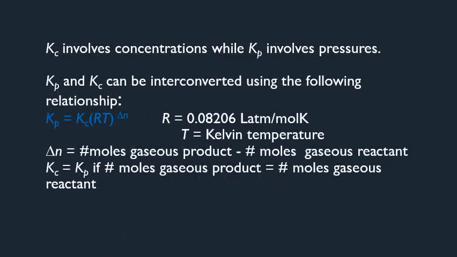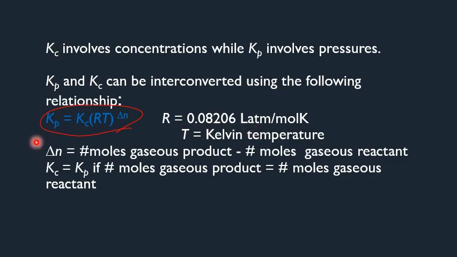Now let us see how Kp and Kc are related. They are not equal, so they are related through the formula Kp = Kc(RT)^Δn. What does each letter represent? R represents the gas constant in liter atmosphere per mole Kelvin. This is the unit, and we have to use the number 0.08206, or 0.0821 to round it. And temperature should be in the Kelvin scale, not in degrees Celsius.